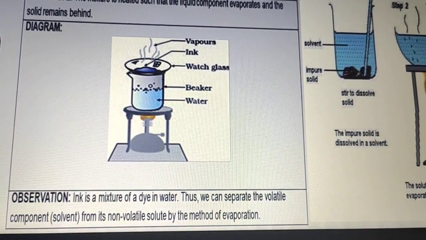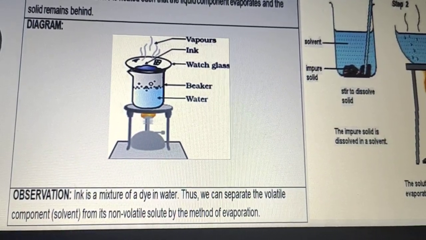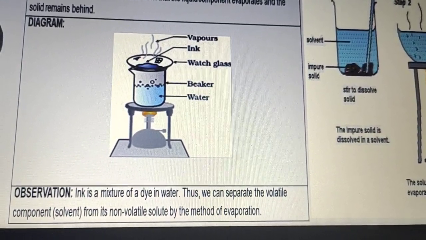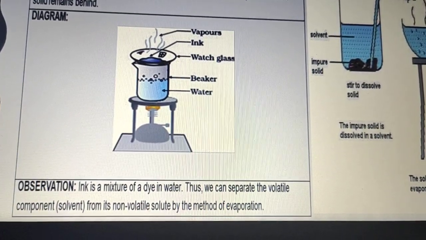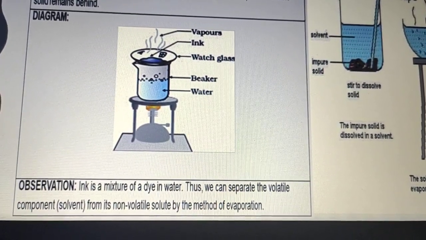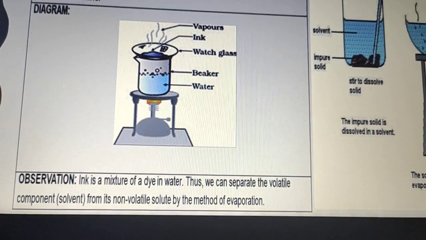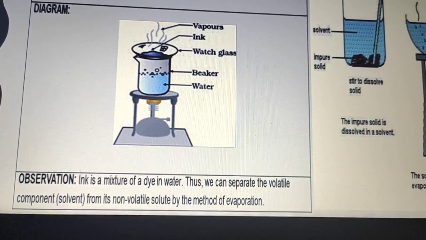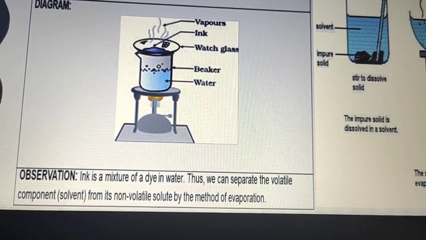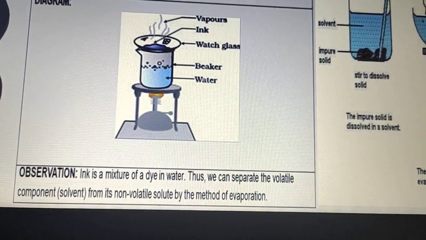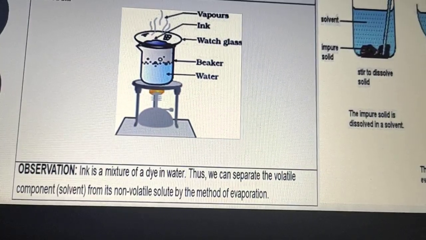Observation: ink is a mixture of dye in water, and thus we can separate the volatile component, the solvent, from its non-volatile solute by the method of evaporation. So the volatile component is always the solvent. If you do this process with a salt solution, then the salt settles down and all the water converts into vapors. So you can separate the salt from the salt solution.